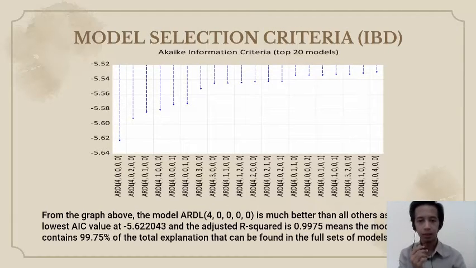Next, this is the model for total saving deposit of Islamic bank. From the graph, the model ARDL 40000 is much better than all others as it has the lowest AIC value at -5.622043 and the adjusted R-squared is 0.9975, which means the model contains 99.75% of total explanation that can be found in the full set of models.